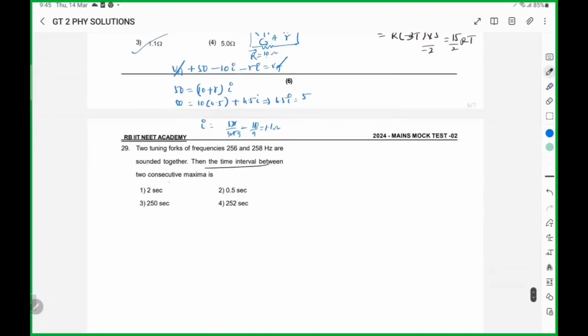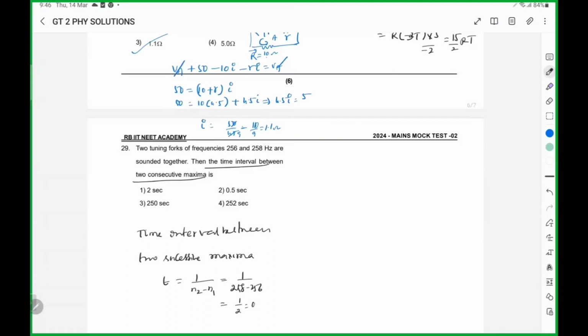So the time interval between two successive maxima is 1 by (N2 minus N1). If it is maximum to minimum, it means 1 by 2 into (N2 minus N1), which is 0.5 seconds.